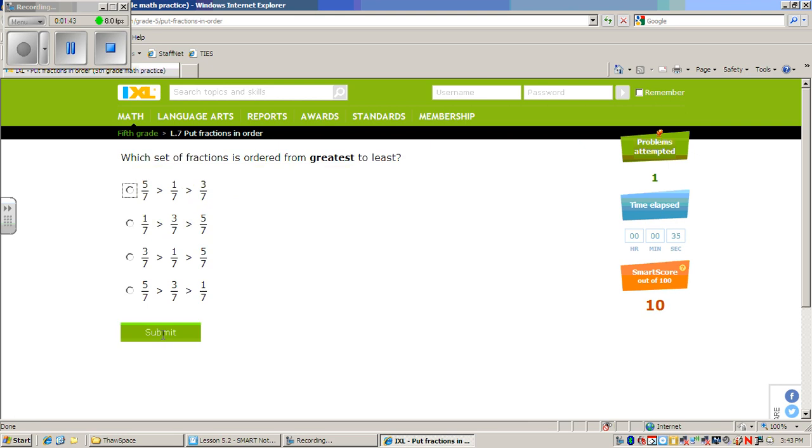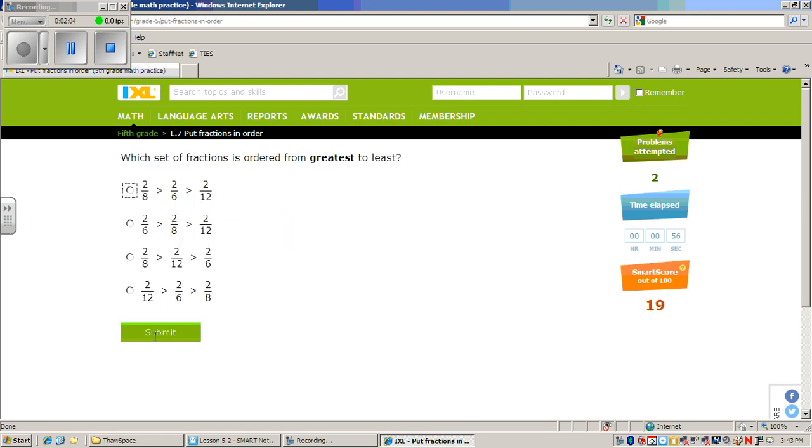Okay? Set of fractions, again, greatest to least. Now, when they all have the same denominator, which is the number on the bottom, we look at the top numbers. That's how we can order them from greatest to least then. And if you're looking, we have 5, 3, and 1. So I'm going to pick that one.